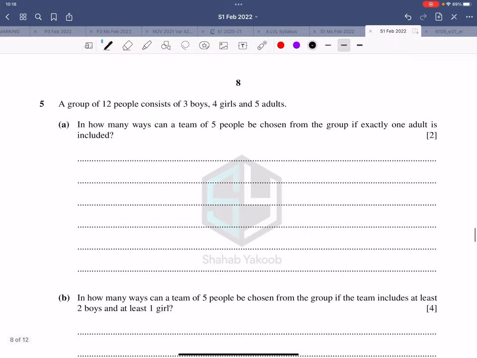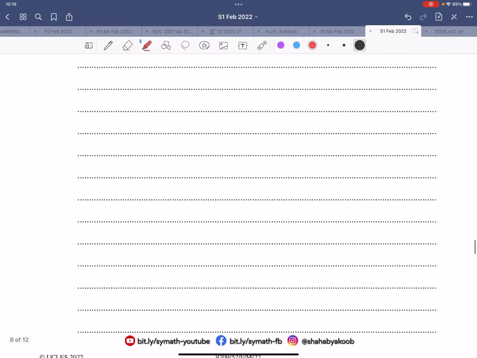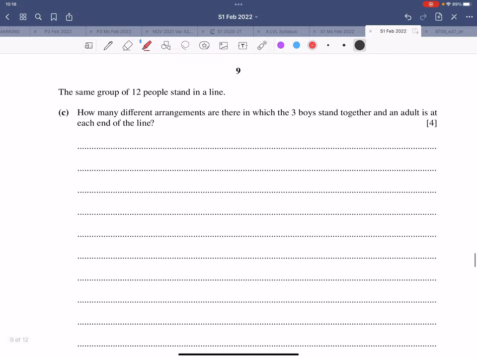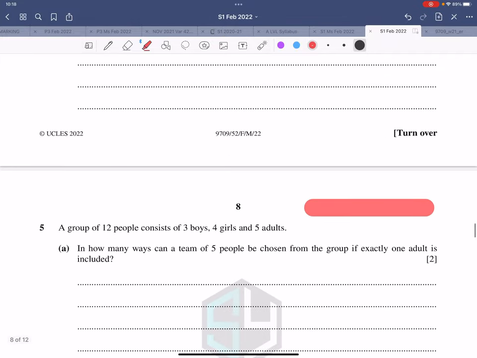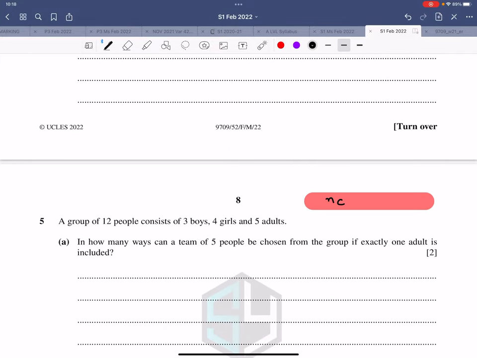Now, question number 5. What is this question all about? Question number 5 looks like permutation and combination. First it's combination, then it's permutation. So first of all, this is nCr and nPr.